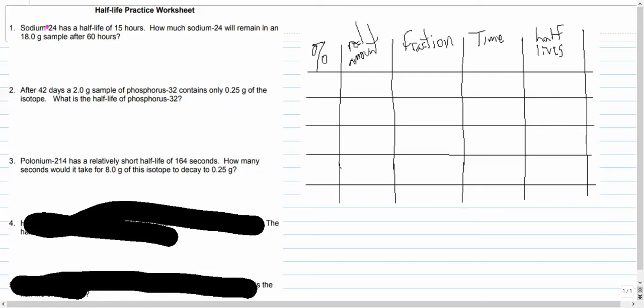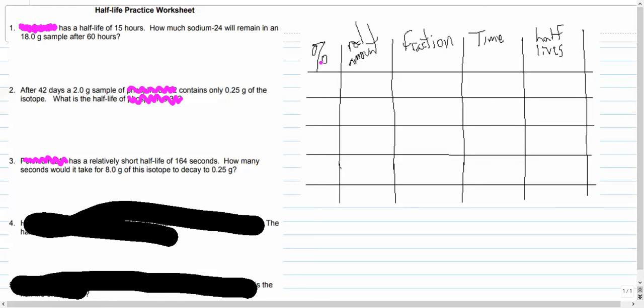Sodium 24. That's just what isotope we're talking about. That's not really important as far as what our answer is. So I could go ahead and get rid of phosphorus 32 in this next problem and polonium 214. That's just telling us what isotope we're talking about. So anyway, before we even do number 1, there's some stuff that we can do on this table.